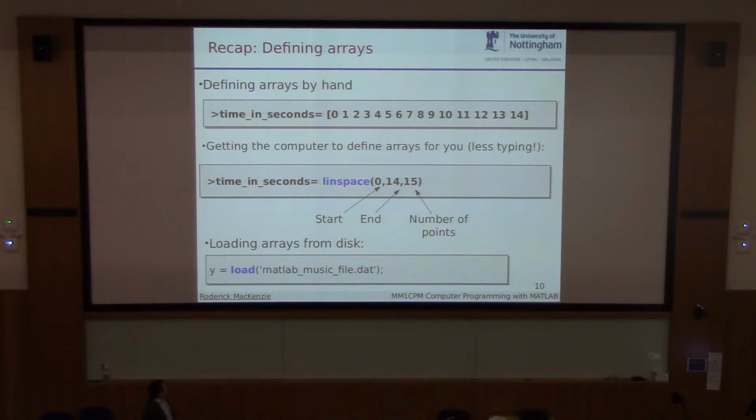And the final thing we looked at was loading data from files, and we looked at those cool examples of loading music, and we learned about the load command, which can basically take a whole list of numbers from a file, which could be music, it could be, I don't know, any statistics, any data you're interested in, and it will load it into a 1D array. So load, open round brackets, single quote, MATLAB music file.dat, and it will load it into an array.